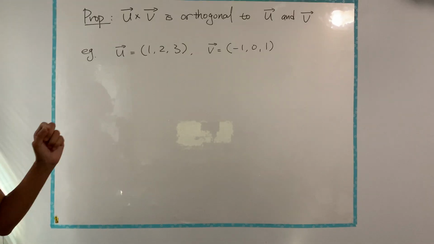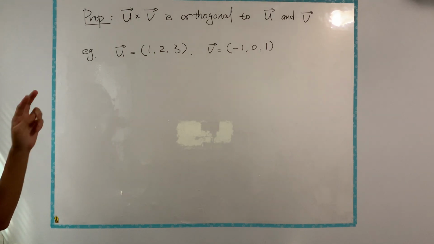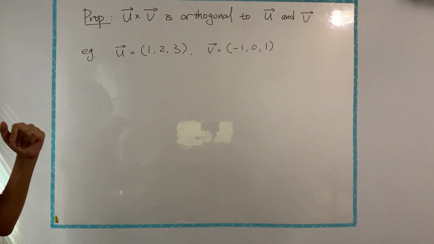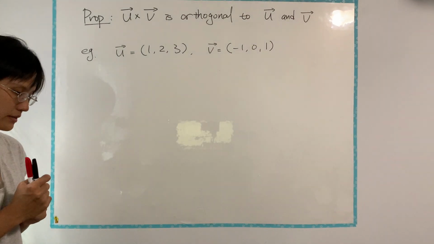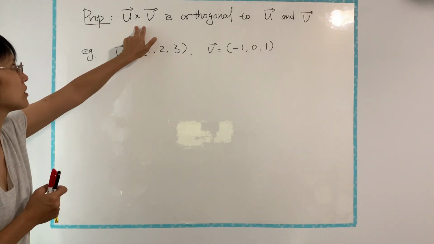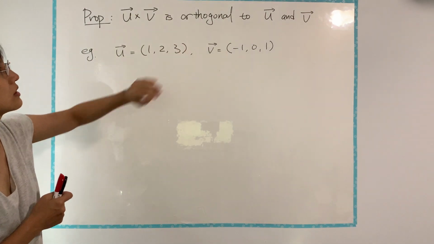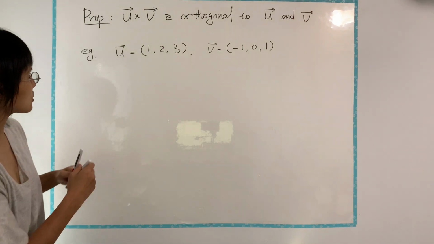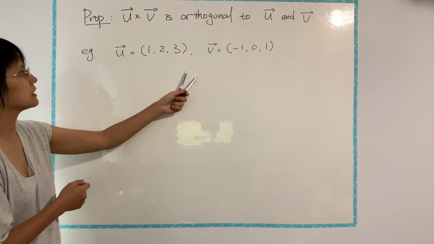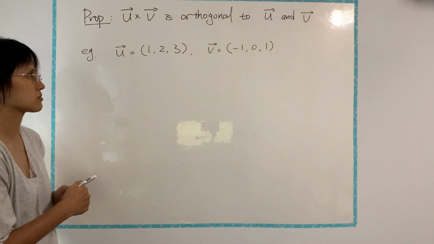We have learned the formula to find the cross product of two given vectors u and v. Geometrically, what it means is that the vector you get from the cross product is orthogonal to both the vector u and v. So let's check. I'm given two vectors: u is 1, 2, 3, and v is minus 1, 0, 1.